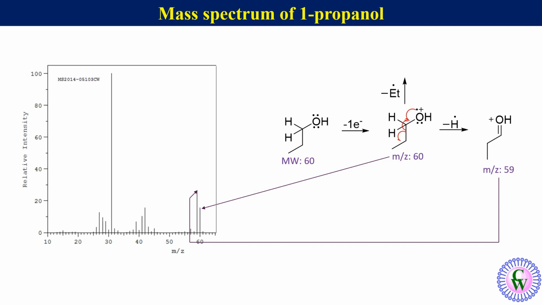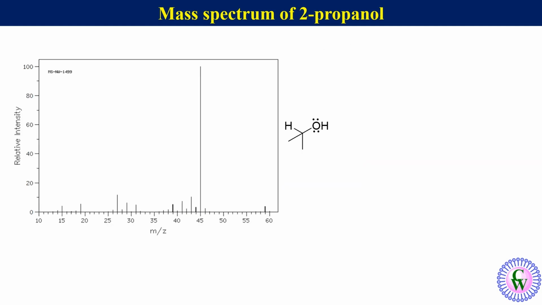Removal of ethyl radical from the molecular cation will give protonated formaldehyde that corresponds to M/Z value of 31. The intensity of this peak is the highest because its formation involves removal of larger group as radical.